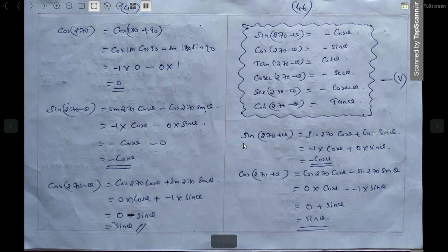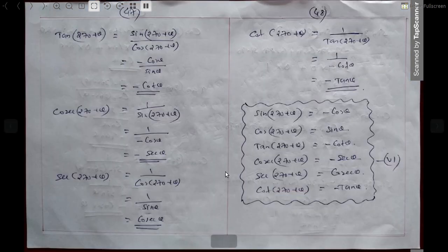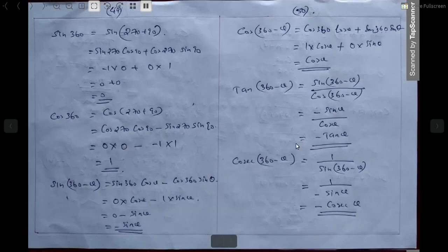Okay, then the reduction formula for 270+θ: sin(A+B), sin A cos B + cos A sin B, sin 270 cos θ + cos 270 sin θ. Here sin 270 is minus 1, so minus cos θ. And then cos(270+θ), tan(270+θ), cosec(270+θ), sec(270+θ), and so on. Finally you will get these results, right?